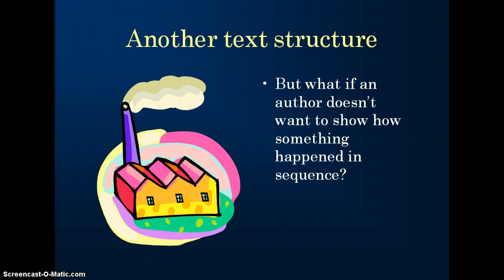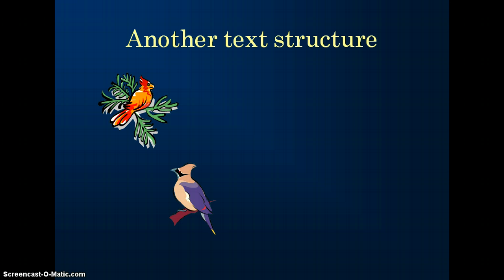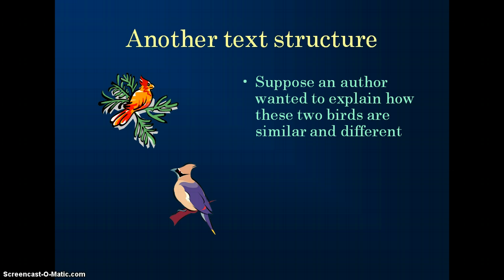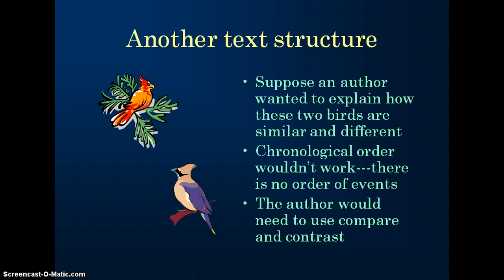But what if an author doesn't want to show how something happened in sequence? So what do we do at this point? We would have to use another text structure. Suppose we wanted to explain how these two birds are similar and different. We're going to talk about their similarities and their differences. That means we're going to have to get away from chronological order. We're going to have to go to compare similarities and contrast differences.